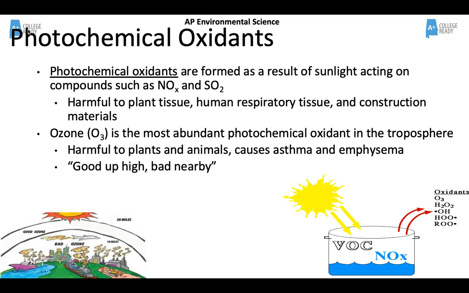And the way that we can remember this is that it's good when it's up really high, but it's bad when it's nearby. So you can kind of see in this little graphic down here at the bottom. Sometimes people can get confused because right now we're listing ozone as a photochemical oxidant, which is a bad thing, right? It's harmful, which is true, but that's when it's down here in the troposphere with us. When we talk about, oh, there's a hole in the ozone layer and that's a bad thing, that's going to be up here further away from us, and that's what's protecting us from a lot of the sun's rays. So, important to keep in mind, and a good little rhyme there, good up high, bad nearby, when you're thinking about ozone.